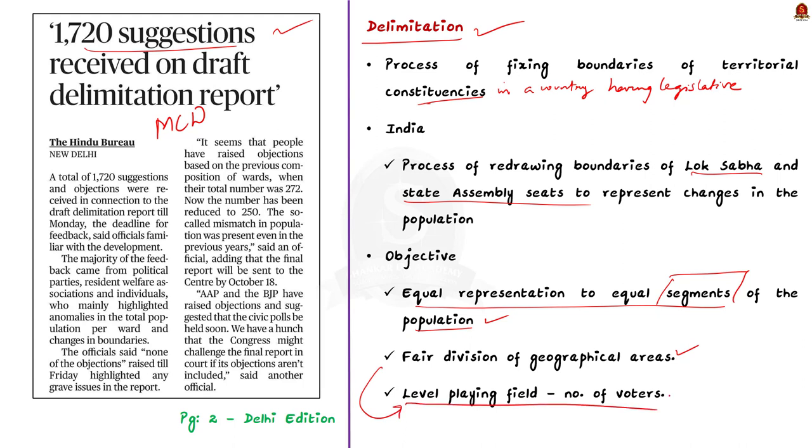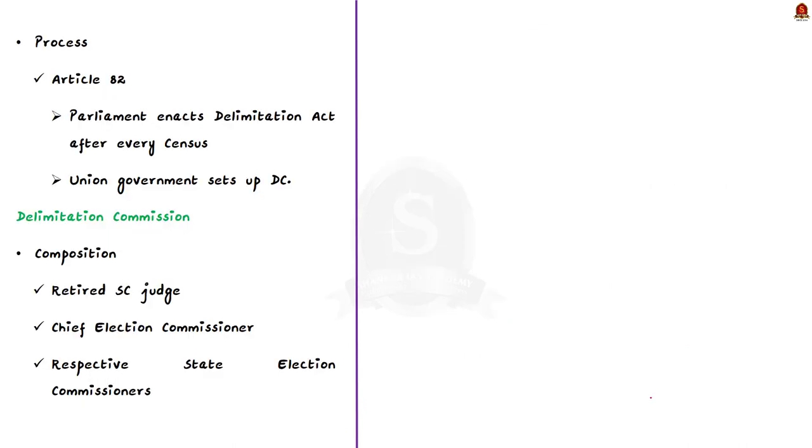See, in the normal course of events, the exercise is carried out a few years after the census. Like I said before, it is done to ensure that each seat has approximately equal number of voters. Now, with this basic information, let us move on to see how this act of delimitation is done.